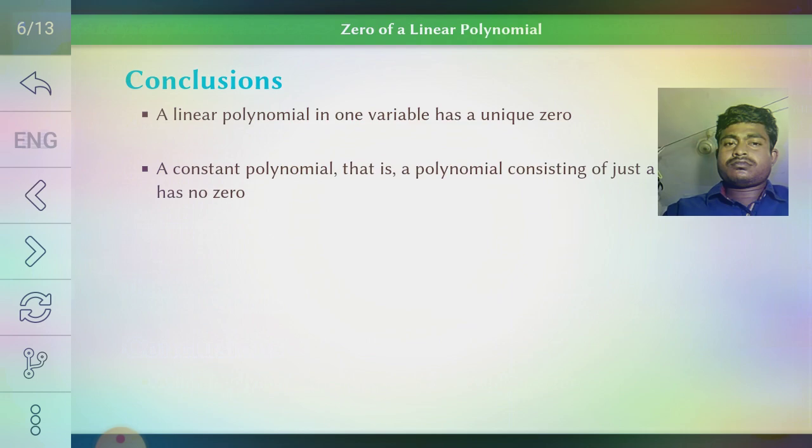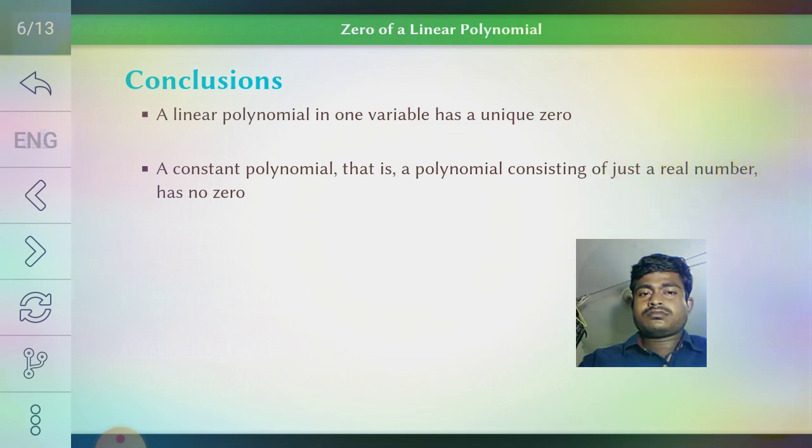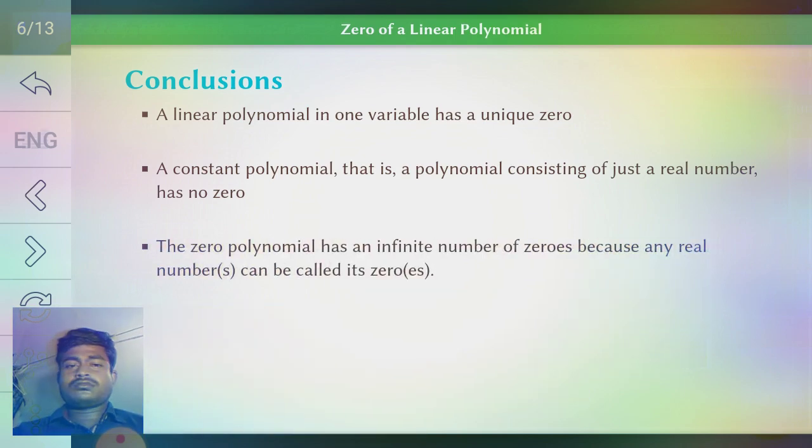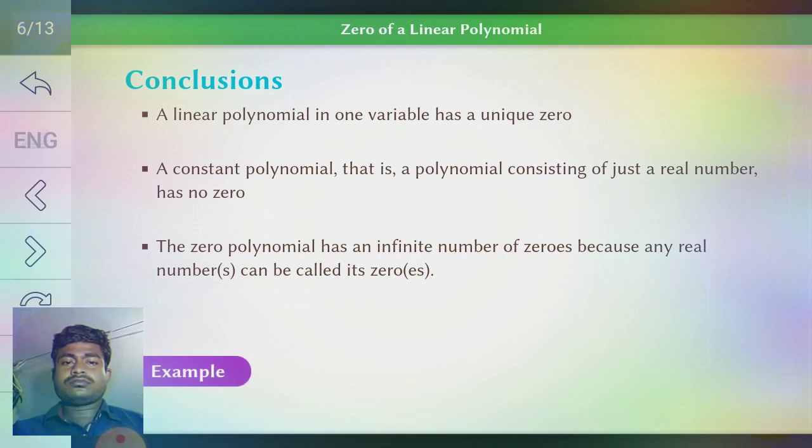A constant polynomial, that is, a polynomial consisting of just a real number, has no zero. The zero polynomial has an infinite number of zeros because any real number can be called its zero. Tap the button to understand this better with an example.